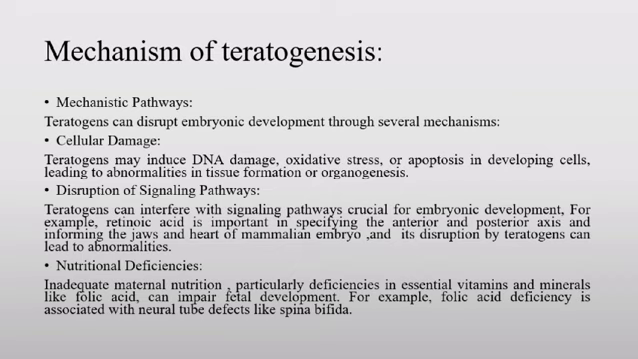Teratogens can also affect this pathway. For example, retinoic acid is important in specifying the anterior and posterior axis and forming the jaws and heart of the mammalian embryo, and its disruption by teratogen can lead to abnormalities. Nutritional deficiencies. Inadequate maternal nutrition, particularly deficiencies in essential vitamins and minerals like folic acid, can impair fetal development.